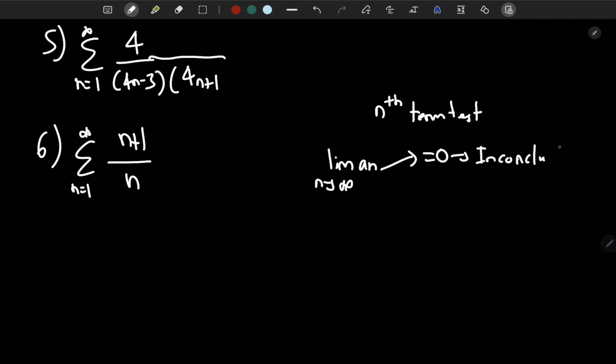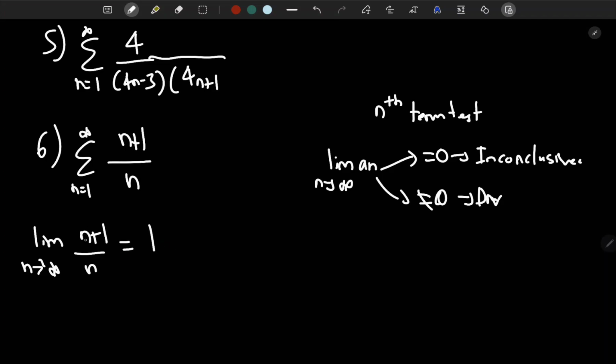So this test is useless if it is equal to 0. And if it's not equal to 0, then you can say that it diverges directly. So here, let's use that test. This is the important part where it is not equal to 0. If I take the limit as n approaches infinity of n plus 1 over n, it is equal to 1, since the highest coefficient of n is 1 here and 1, so we divide them and we get 1, which is not equal to 0. So we can say directly that this diverges. So this test really comes in handy for these types of questions. And that's it.